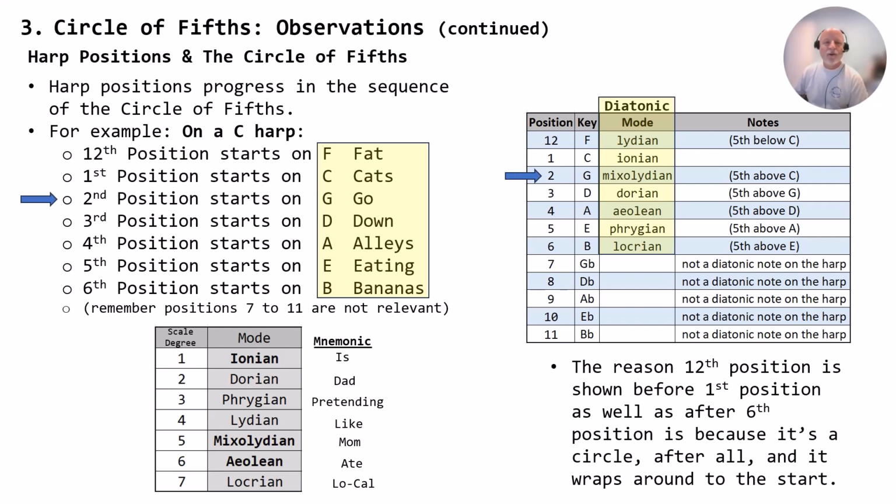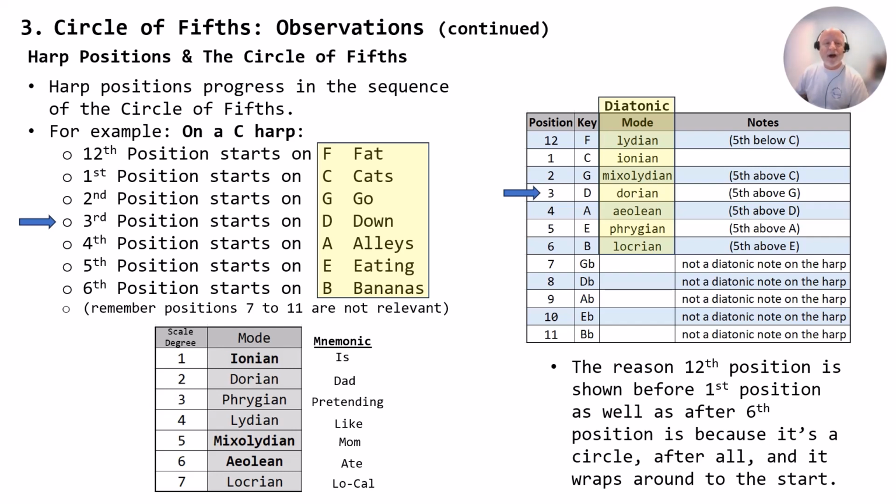Second position starts on G, which is the Mixolydian mode. It starts on the G note of the C harmonica. See how that's two whole draw, right? Third position starts on D, which is Dorian. Fat cats go down, and that is Dorian mode. That's called third position. But it's the second note in the mode chart, right?